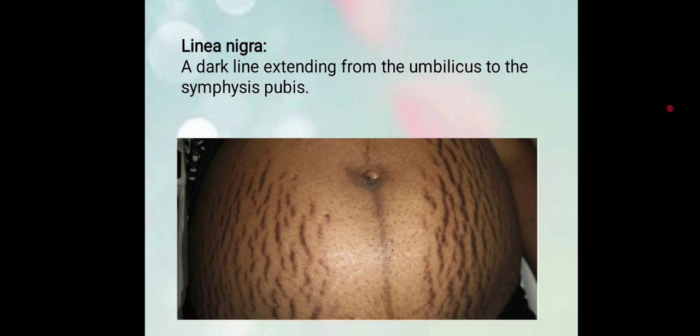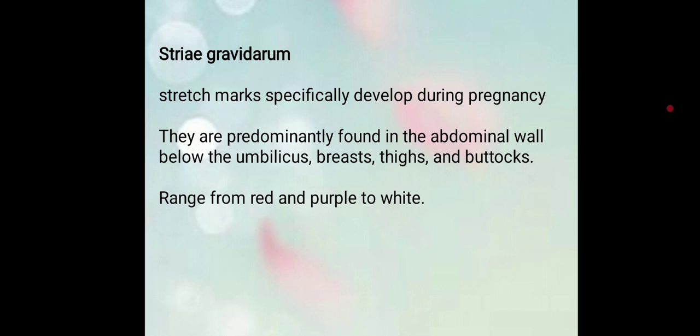Linea nigra, it's a dark line extending from the umbilicus to the symphysis pubis. It appears in the second trimester. In this picture, the midline is linea nigra, and laterally, right and left sides, these marks are striae gravidarum. Striae gravidarum are stretch marks specifically developed during pregnancy.